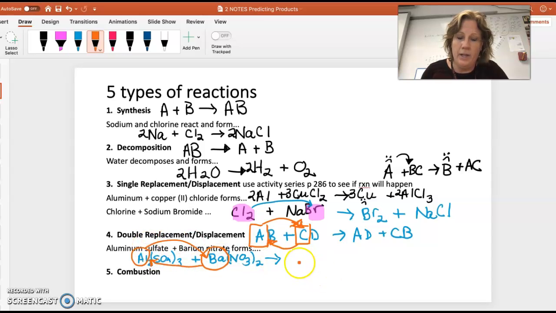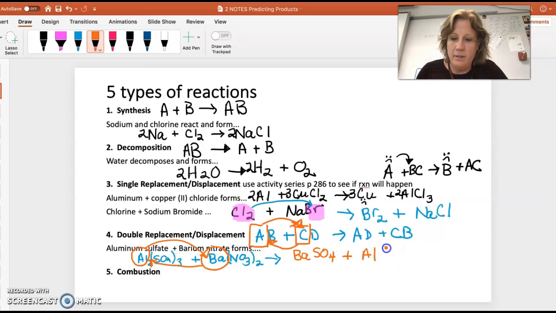And when I come over here, I do have to balance charge. So barium is +2, sulfate is -2, so they're just in a 1-to-1 ratio. Aluminum is +3. I'm not bringing the 2 with because that 2 is not part of the aluminum. It was part of the sulfate to balance charge. Aluminum's +3. Nitrate is -1. So I would need 3 of these to balance charge. And then I can balance the equation too. I won't do that this time just to save a little bit of time.